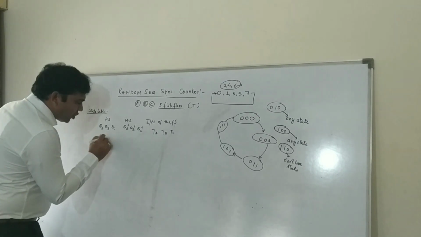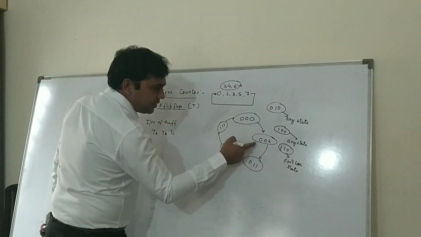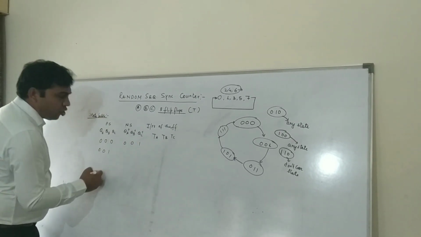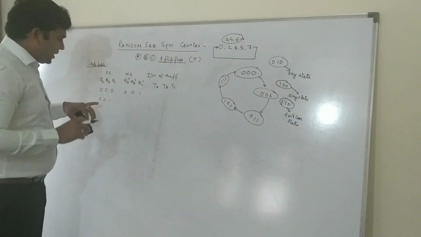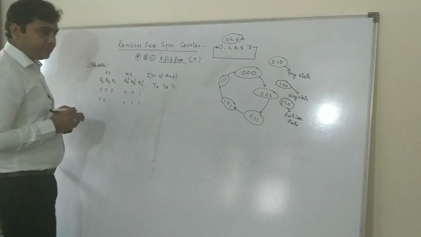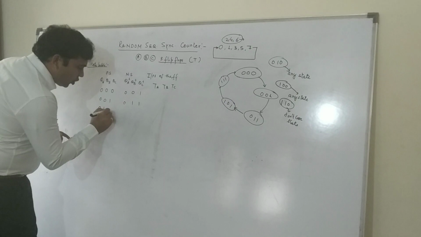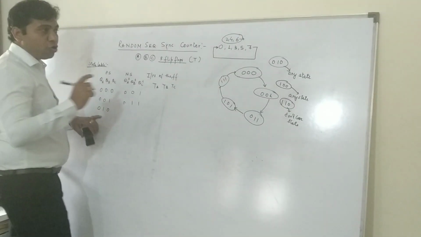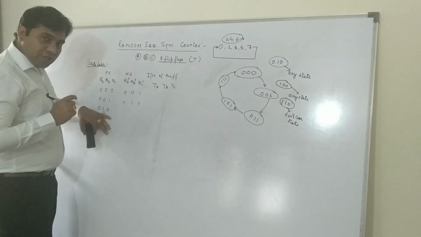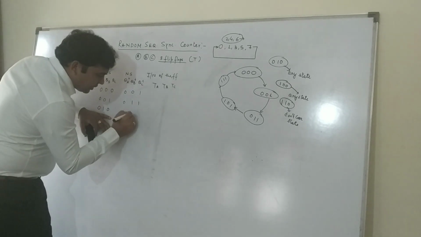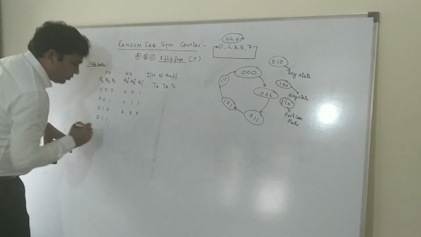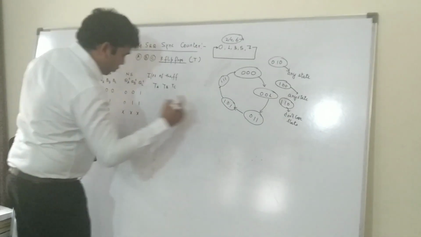It means if the present state is 0, 0, 0, what do we want? The next state is 0, 0, 1. If the present state is 0, 0, 1, let's say the next state is 0, 1, 1. And if the present state is 0, 1, 0, which is not a valid state, we do not want this state to occur. So whenever the state is 0, 1, 0, we do not care about the next state. Let's see. Whenever 0, 1, 1 is the state, I want the next state to be 1, 0, 1.